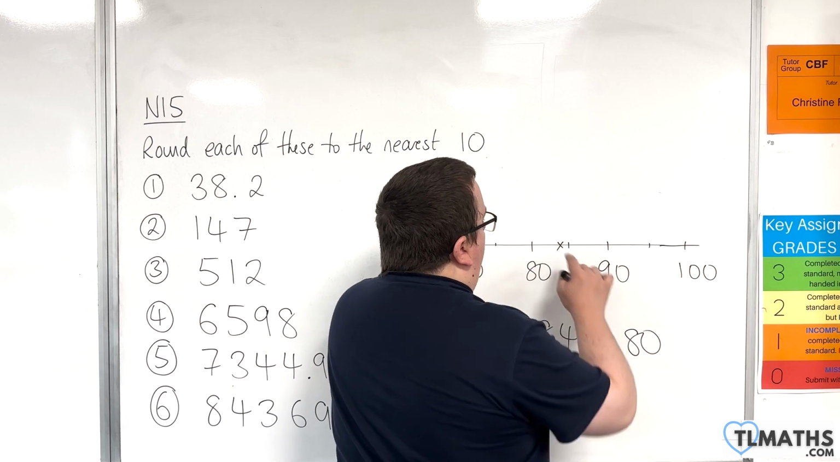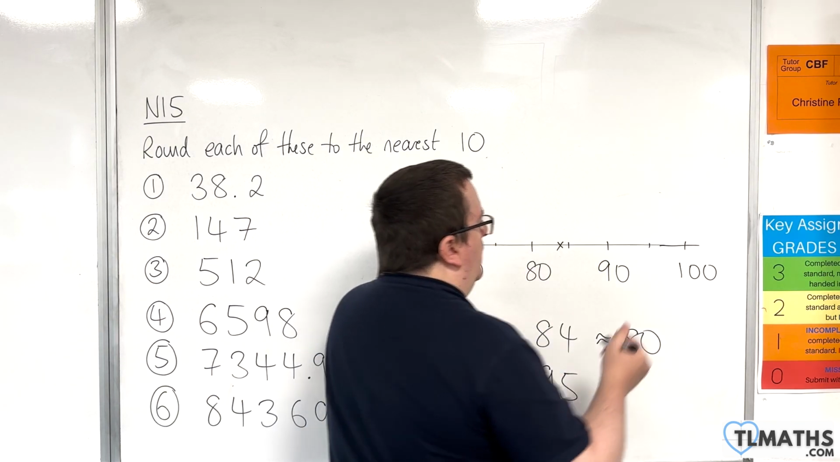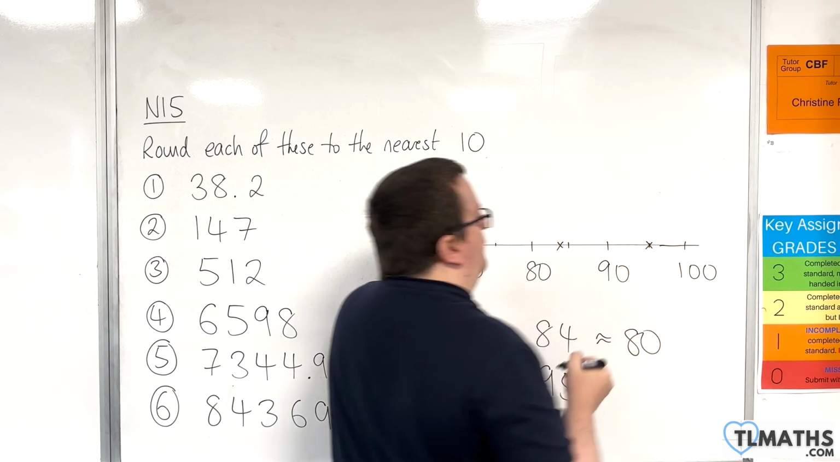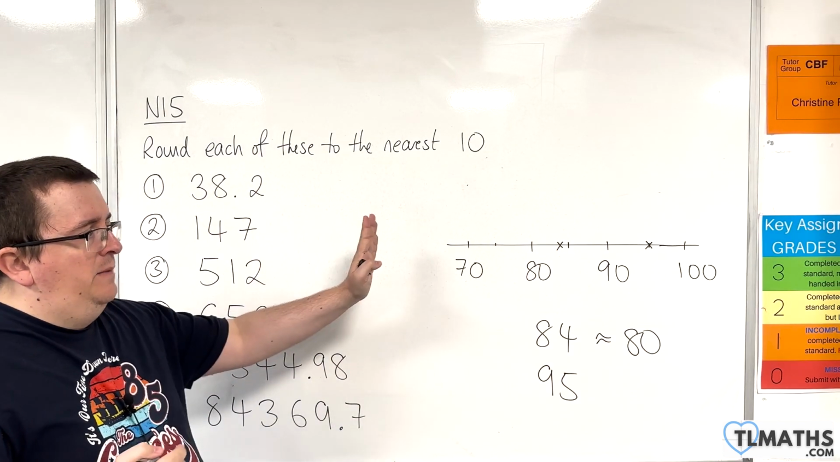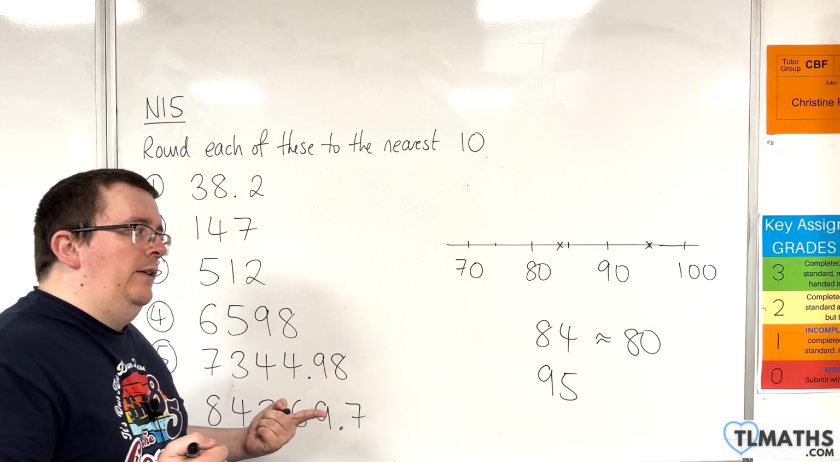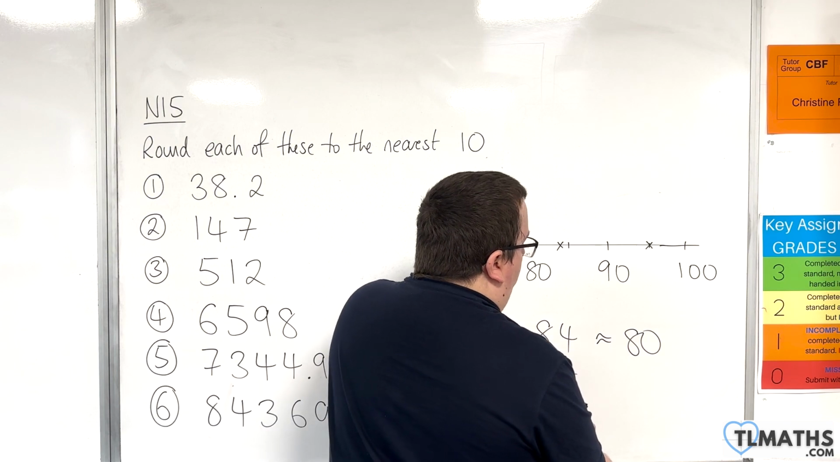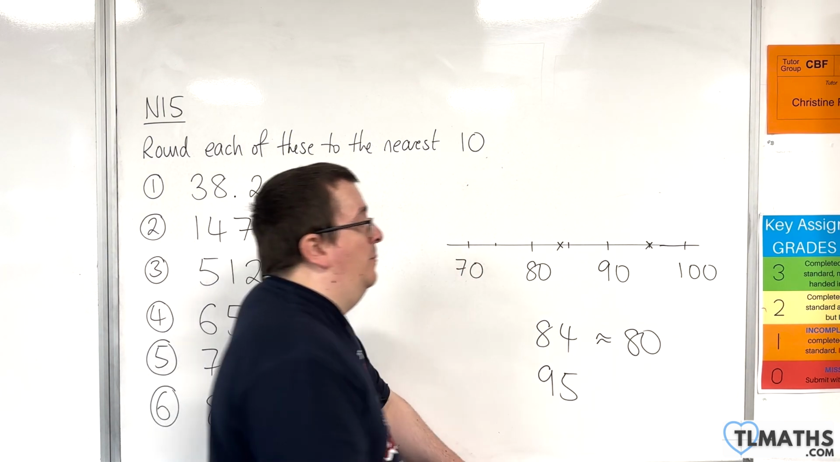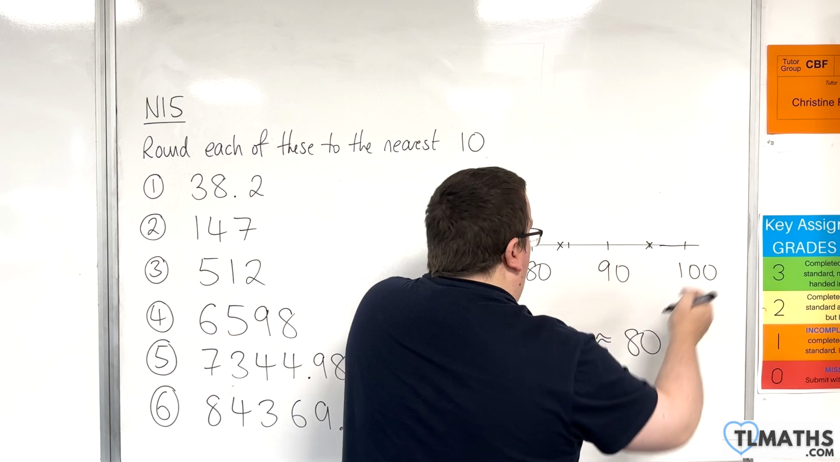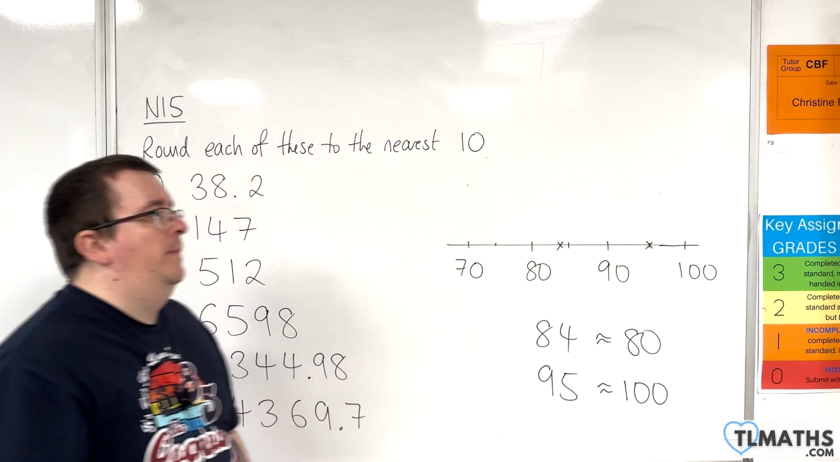If we instead had, let's say, 95, well, 95 is slap bang in the middle of 90 and 100. But the convention is that if the next number along is 5 or more, you round it up. So this, we would say, is closer to 100 than it is to 90.